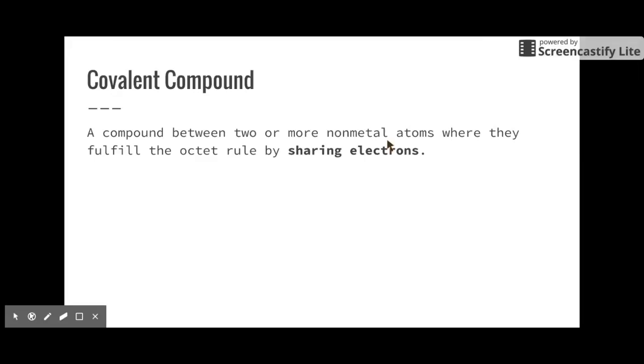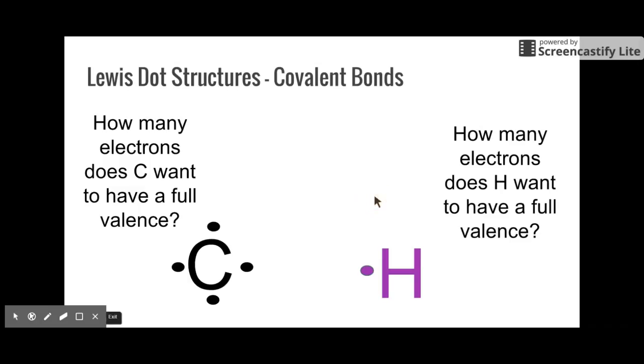So what do they do in order to do that? They're not following the rule of zero charge. Instead, they are fulfilling the octet rule by sharing their electrons. They don't transfer electrons to create charge. They share their electrons so they don't have to become charged. So let's see what we mean by that.